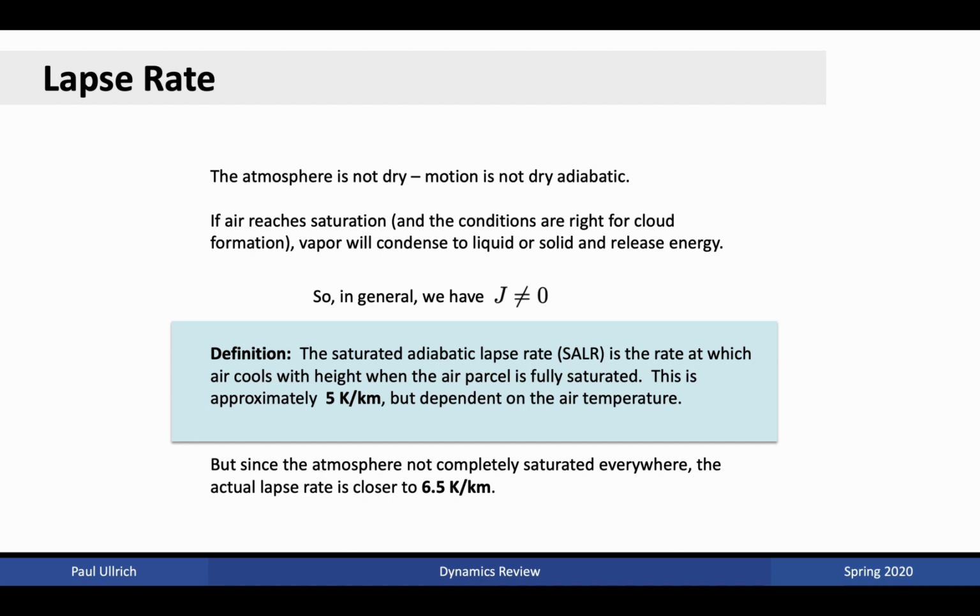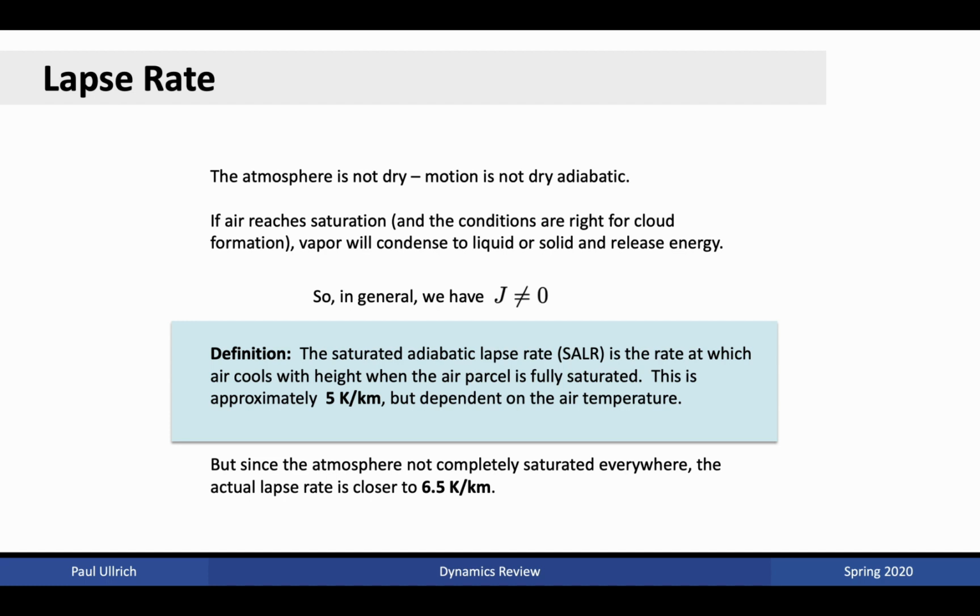This then requires a concept known as the saturated adiabatic lapse rate. The saturated adiabatic lapse rate is formally the rate at which air cools with height when the air parcel is fully saturated. This is approximately 5 K per kilometer, but is dependent on the air temperature. Specifically, this lapse rate takes into account the fact that condensation has a net warming effect on the fluid parcel. That is, as air condenses and produces water droplets, it's extracting the coldest water molecules from the substance and putting that into liquid water. Consequently, the air that is remaining tends to be warmer than a dry adiabatic air parcel would be.